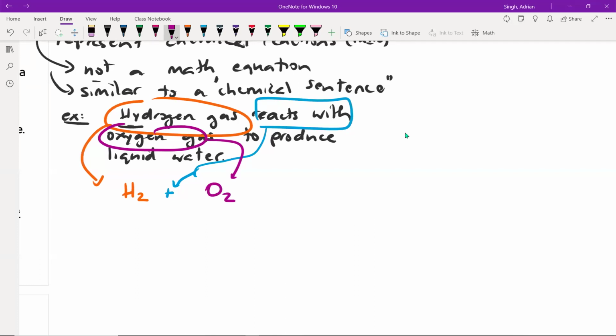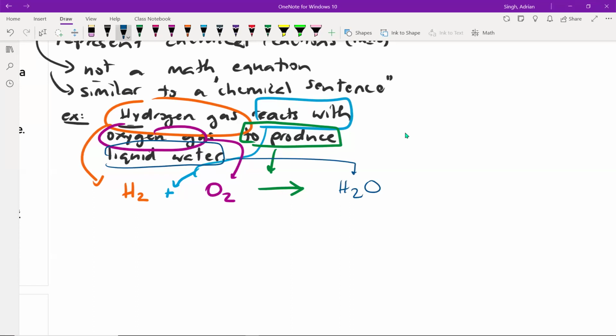And then the key thing here in a chemical equation is this phrase, to produce. And for to produce, we use an arrow. That arrow always points from the left side to the right side of the chemical equation. And then what do we make here? We make liquid water. Our liquid water is going to be H2O. And in the equation that I just wrote, I haven't lost any of the information that was in the original sentence that I came up with at the very beginning.